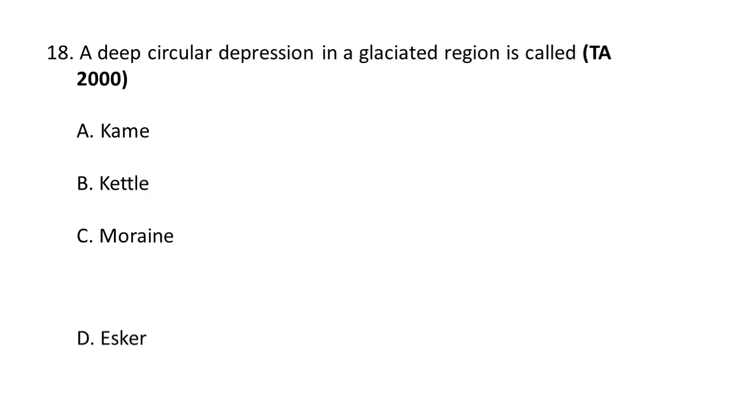Next question. A deep circular depression in a glaciated region is called A, kame, B, kettle, C, moraine, D, esker. The correct option is B, kettle. A deep circular depression in a glaciated region is known as a kettle.